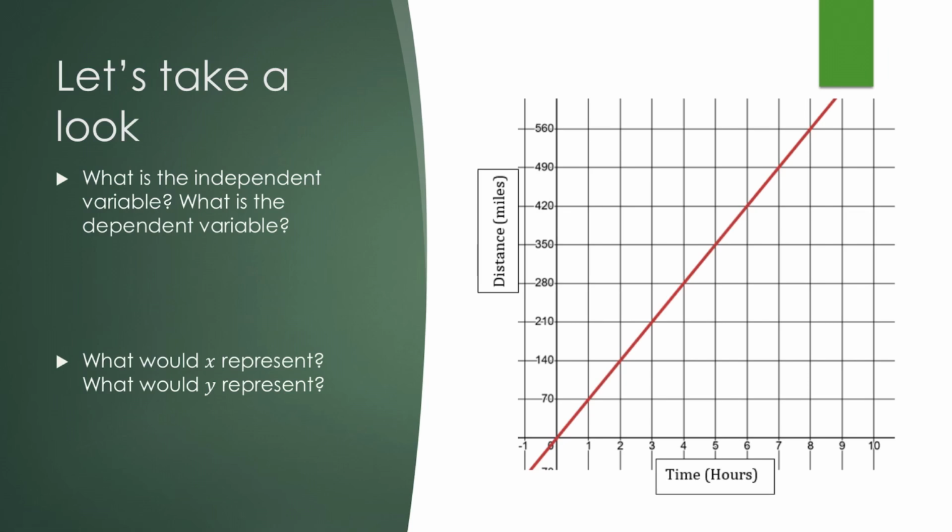So I have this graph. The x-axis here is representing time and the y-axis is representing the distance in miles. When we talk about independent or dependent, remember that independent variables are the ones that determine the dependent. So the distance does not determine the time. The time spent driving determines the distance. And so in this case, the independent variable is always x, by the way. It's time. And then the dependent variable, which is always y, is distance in miles.